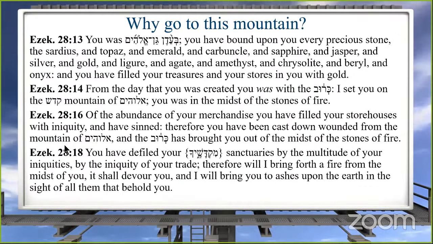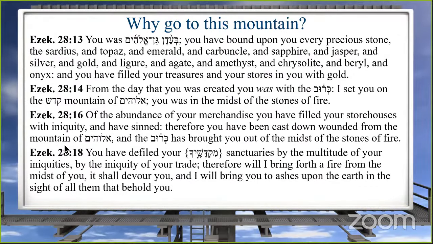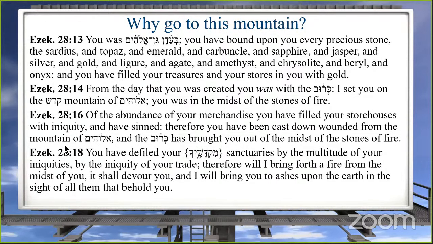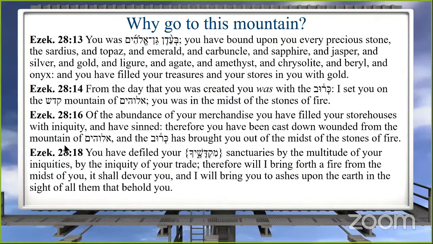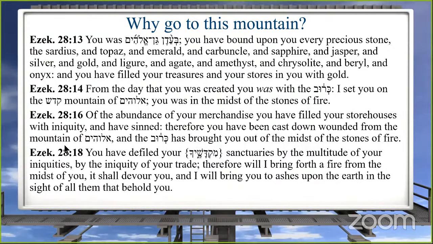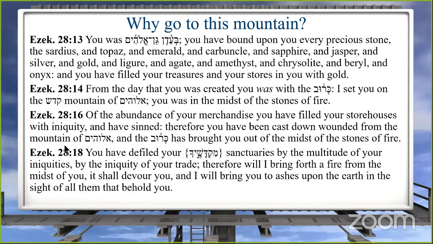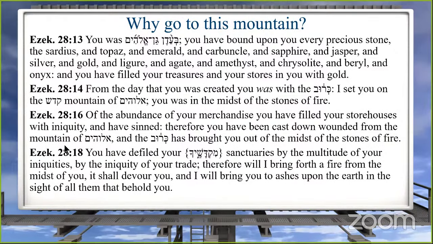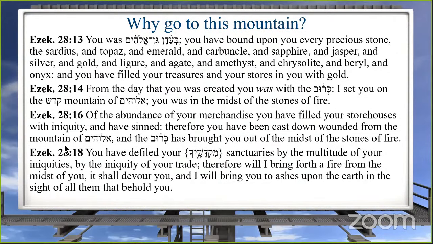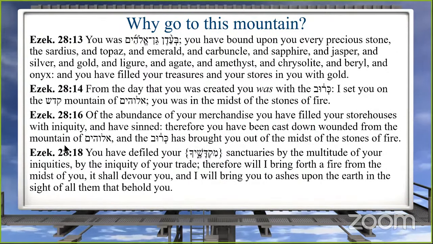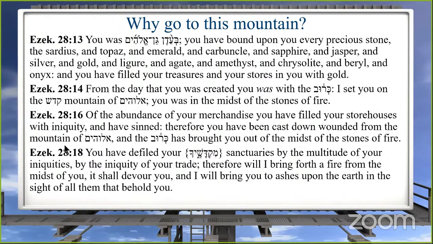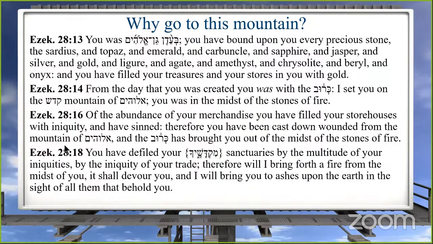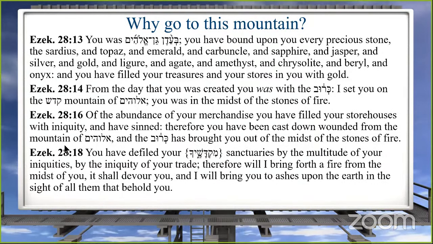Okay. All right, so why go to this mountain? Now, I want you to think about this mountain first. In Ezekiel 28:13, this is the LXX or Septuagint version. It says, you have been in Eden, the Garden of Elohim. You have bound upon you every precious stone: the sardis, the topaz, the emerald, the carbuncle, sapphire, jasper, silver, gold, the agate, the amethyst, the chrysolite, the beryl, the onyx, and you have filled your treasures and your stones in you with gold. Of course, this is a little bit different than the Masoretic text.